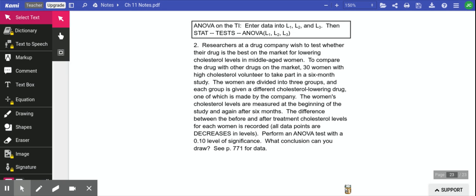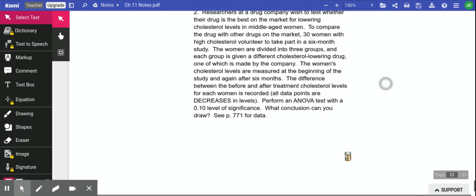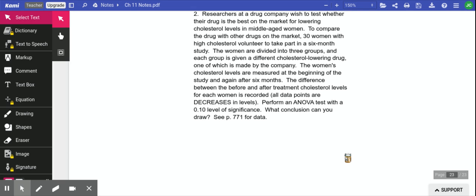So let's see, this is our only other problem for today. This is it. All right. Researchers at a drug company wish to test whether their drug is best on the market for lowering cholesterol in middle-aged women. So they've got 30 women with high cholesterol who volunteer to take part in this study. They're divided into 3 groups. They're each given a different cholesterol-lowering drug, one of which is made by this company. And then they measure the cholesterol levels at the beginning and again after 6 months, and the difference is recorded.